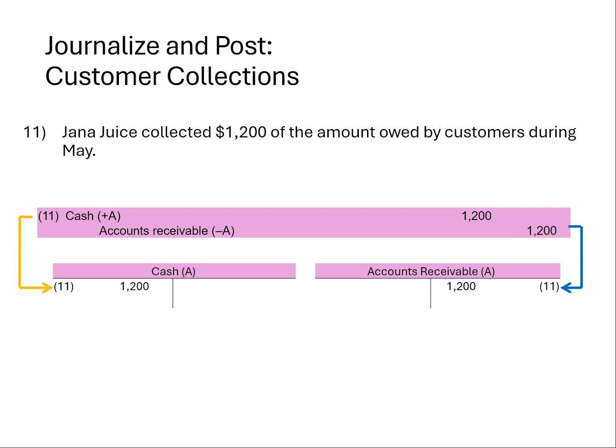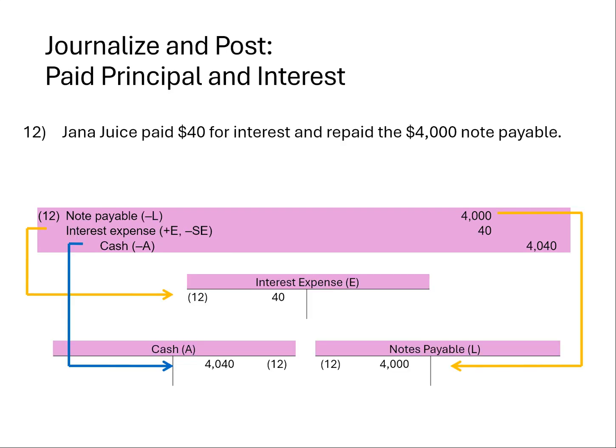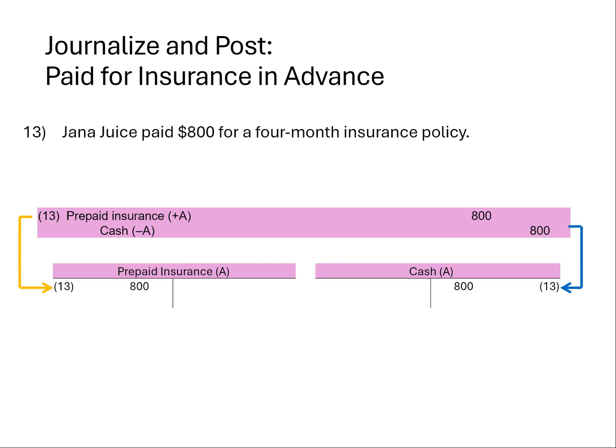Collections of accounts receivable. Increase cash, that's a debit. You reduce accounts receivable, an asset, that will be a credit. This is the payment of a loan and interest. We decrease our loan, a liability, that's a debit. Increase expense, that will be a debit as well. A reduction in cash, that's a credit. Prepaid insurance policies, both are assets. Increase one asset, prepaid insurance, reduce cash, another asset.